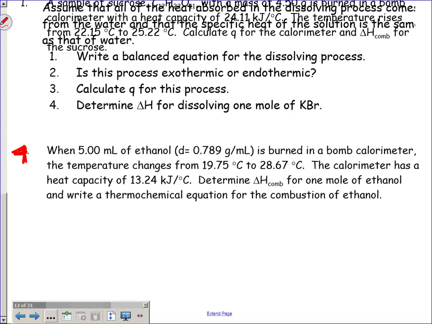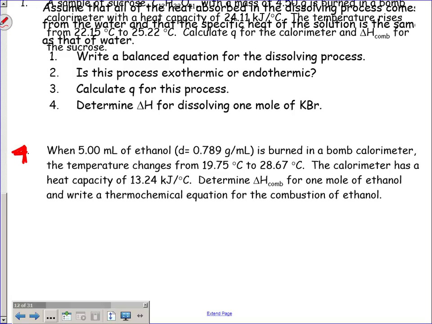Let's sample this one. When 5 milliliters of ethanol is burned in a bomb calorimeter, the temperature changes from blah to blah. The calorimeter has a heat capacity of 13.24 kilojoules per degree Celsius. Determine the delta H of combustion, or the enthalpy of combustion, for 1 mole of ethanol. Write the thermochemical equation for ethanol. Now, we've already written the thermochemical equation of ethanol out, so I'm going to write that very quickly.